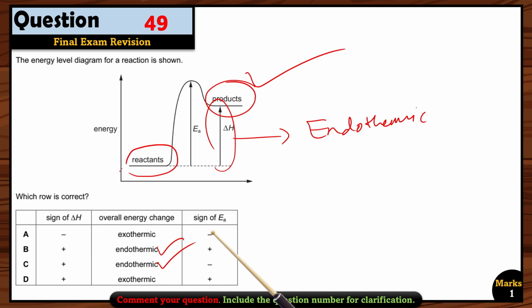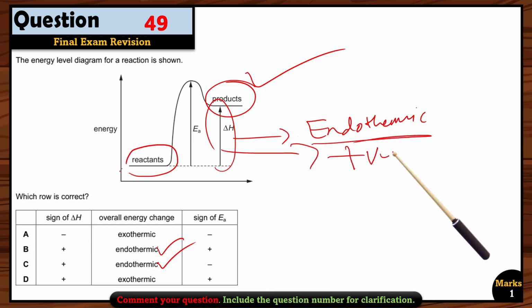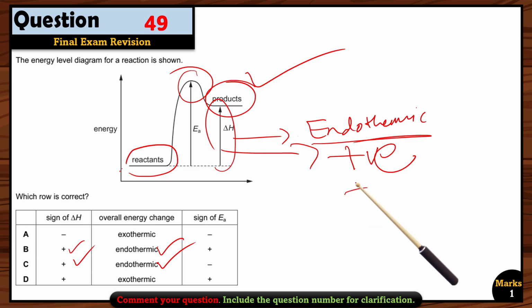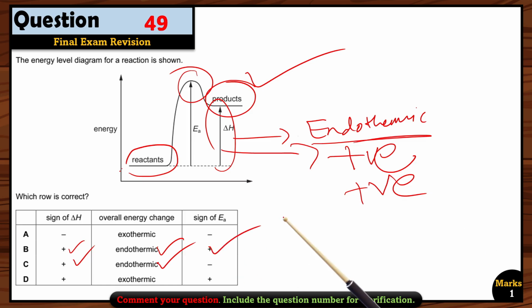Let's see now for the sign of delta H. If you see the arrows are upwards, so the sign for delta H for endothermic reaction is always positive. Both options are right. Now let's see for activation energy. For activation energy, the arrows are always upward, so it will also be positive. Activation energy sign is always positive both for endothermic and exothermic reaction. So that's why option B is the right option.